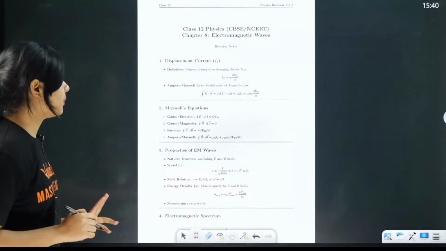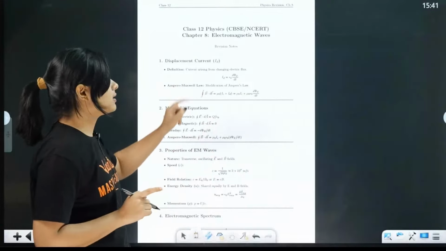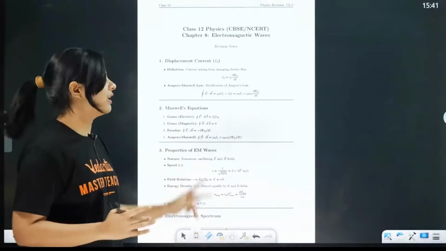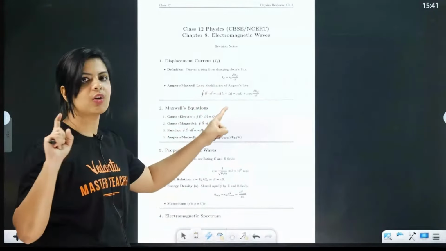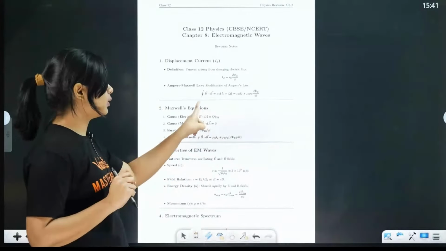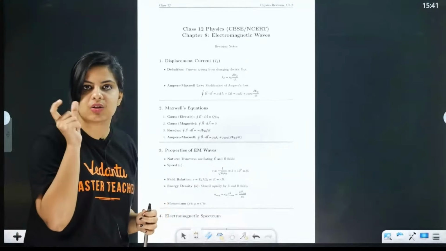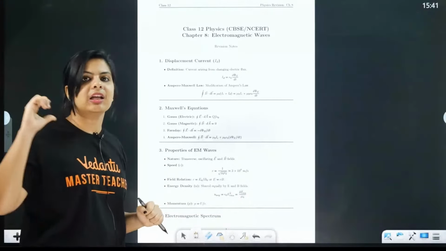Next வந்து electromagnetic waves, அதுல வந்து first we should study the displacement current. So the current which is arising due to the electric flux da, அதோட value வந்து epsilon naught into d phi E divided by dt. Next வந்து Ampere Maxwell law, அதுல வந்து instead of mu 0 I, we are rewriting I as ID plus IC.